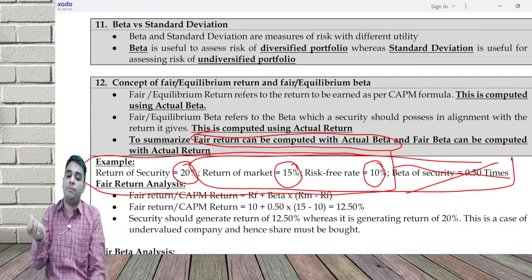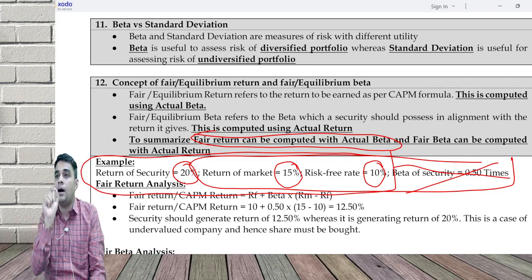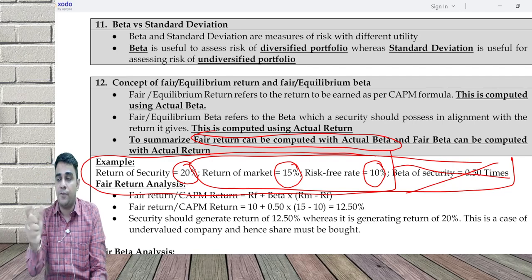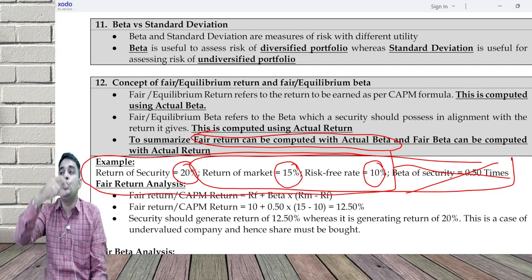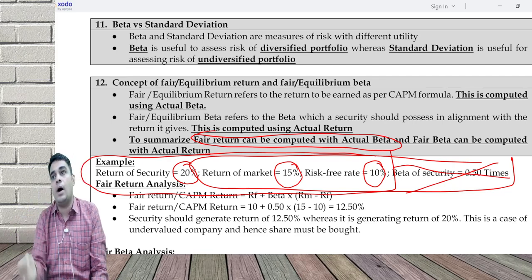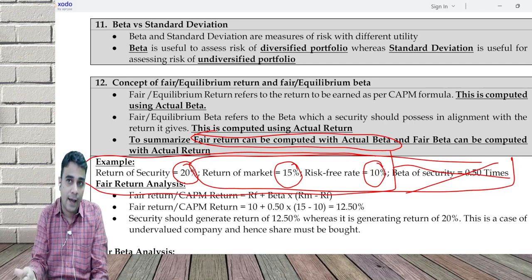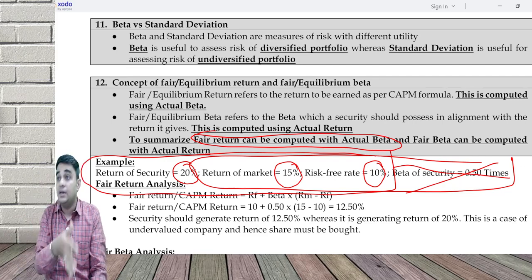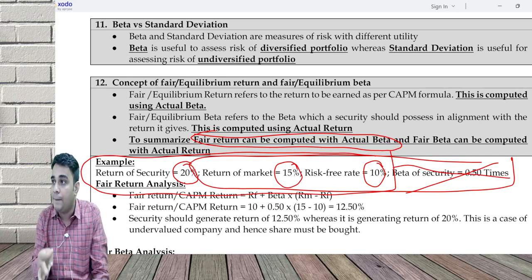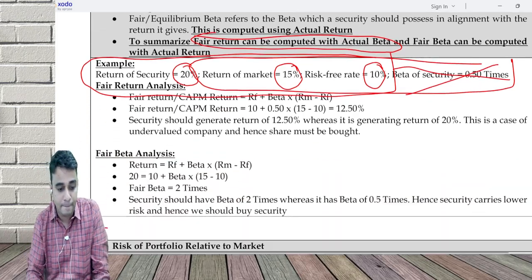Fair and equilibrium return, and fair and equilibrium beta. What is equilibrium return? It is CAPM: RF plus actual beta into (RM minus RF). Same thing you can do using the actual return. You can say RF plus fair beta into (RM minus RF). If your actual return is more than your fair return, buy the security. And if your actual beta is less than the fair beta, again buy the security. Beta I want it lesser, return I want it higher.